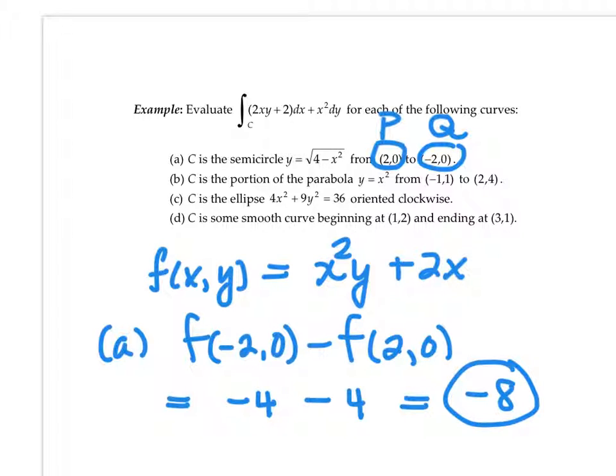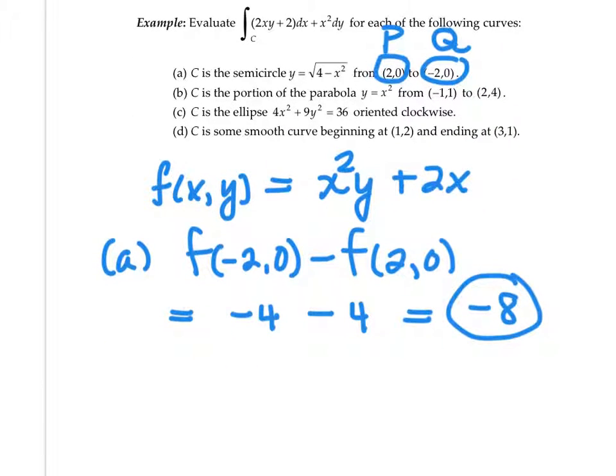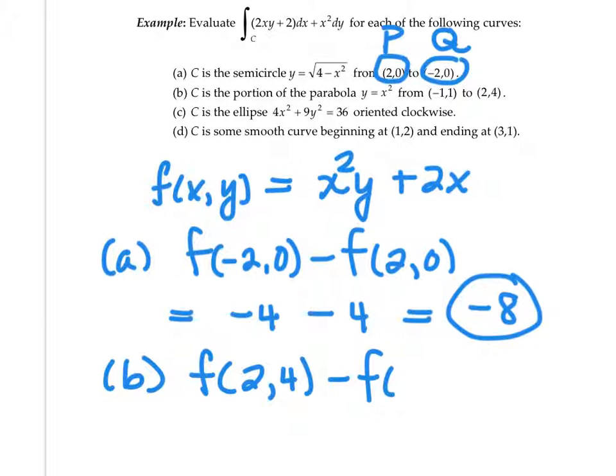So the value of the integral over the semicircle is negative 8. In the second part, we're integrating over a different curve, the portion of the parabola y equals x squared, from negative 1, 1 to 2, 4. The value of that integral is going to be the potential function evaluated at the endpoint minus the value of the potential function at the beginning point.